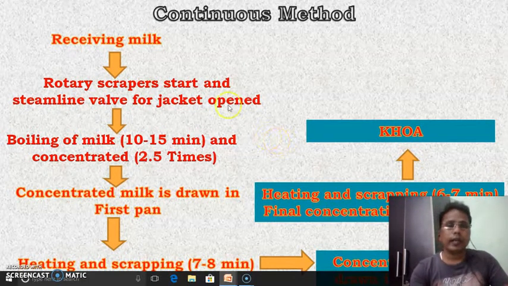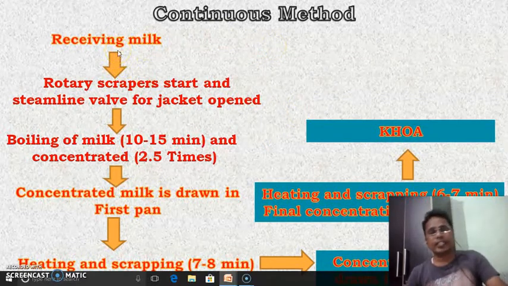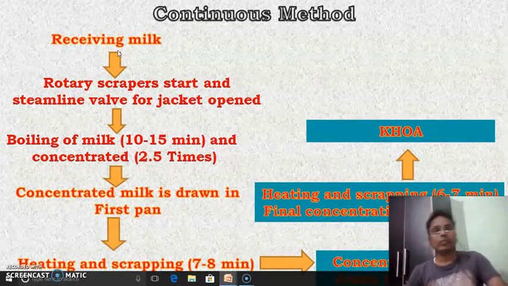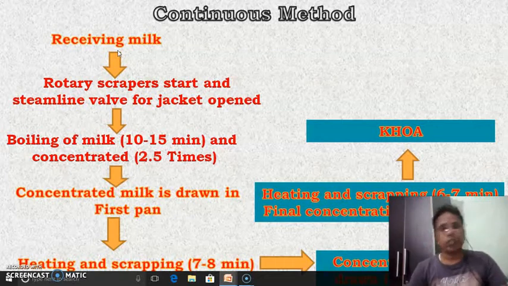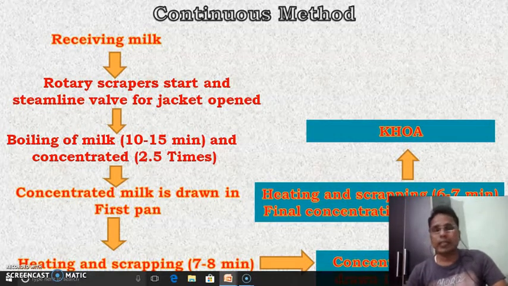So again, let's see the flow diagram of the continuous method. The first point is receiving milk. What do you mean by receiving milk? It means only superior quality milk is taken for the preparation of the Khoa. The milk should be clean, it should not contain any sediment, and it should not contain any extraneous material. Only that kind of milk is taken for the preparation of the Khoa.